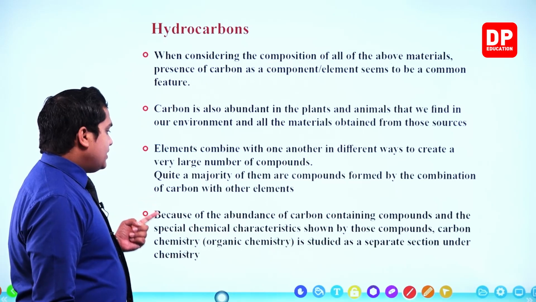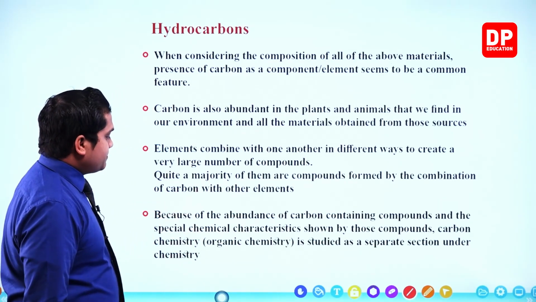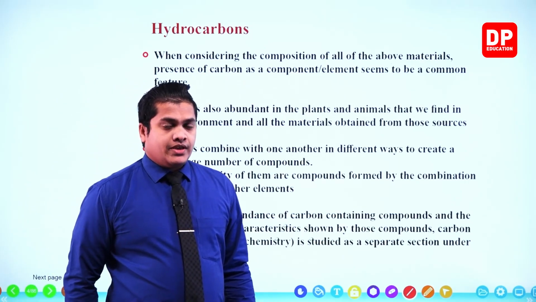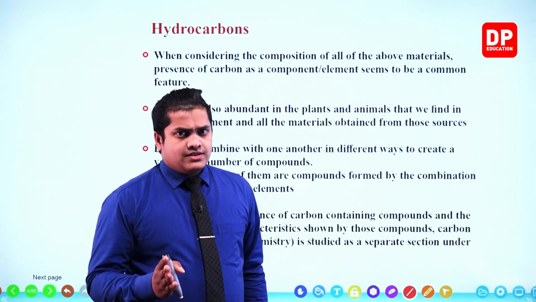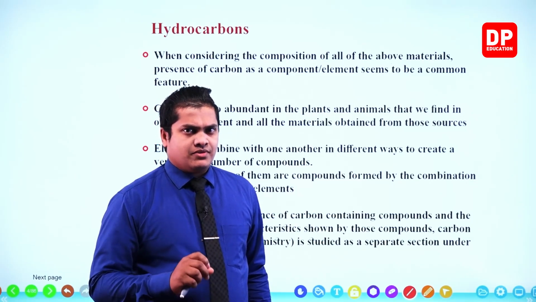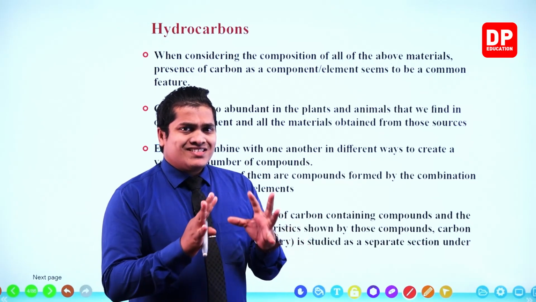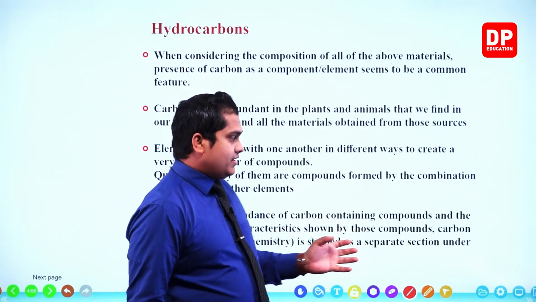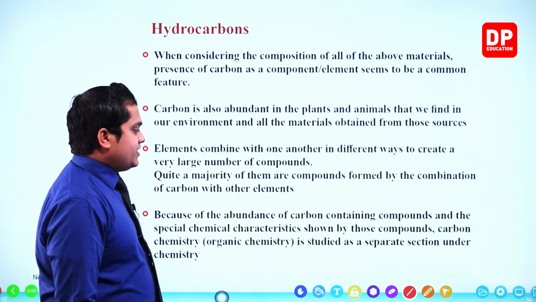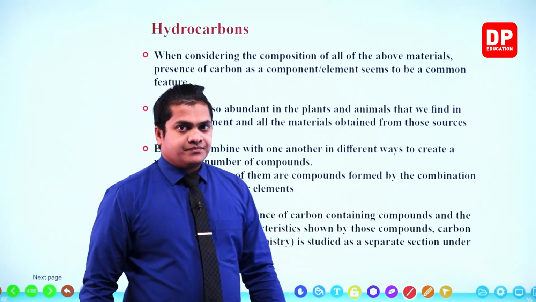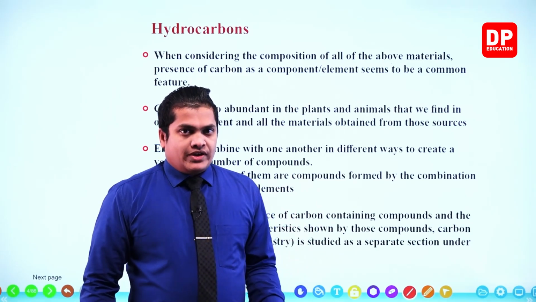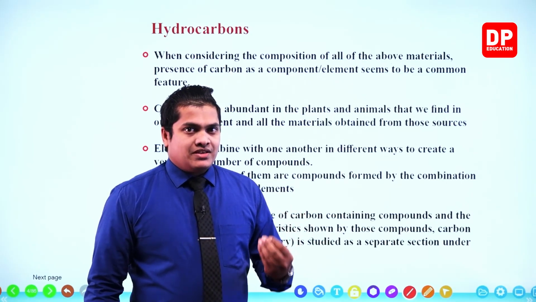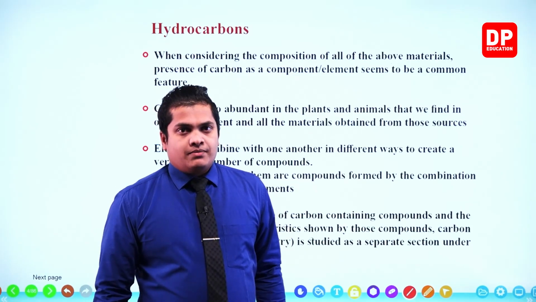Because of the abundance of carbon in compounds and the special chemical characteristics shown by those compounds, we have carbon chemistry. There are several organic materials, or several carbon based materials, in our environment. Therefore, there is a special section related to carbon based chemistry, which is referred to as organic chemistry. Carbon chemistry, or organic chemistry, is studied as a separate section under chemistry. This lesson is a chemistry lesson, and within it, my dear children, we will be learning about carbon based substances.